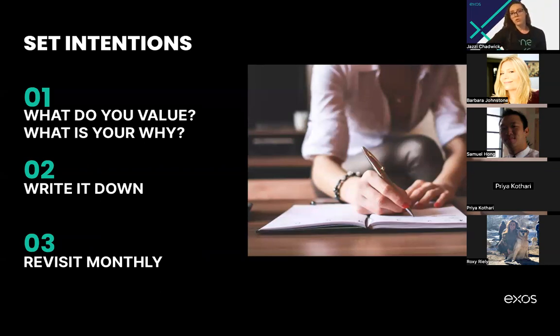When we're thinking about our goals, what are we motivated by? What do we value? Why are we doing this? If we don't know why we want to hit this goal or why we have this goal, we're so much less likely to meet that goal. We're less likely to get there. So really sit down and think about your why and your motivation behind it.